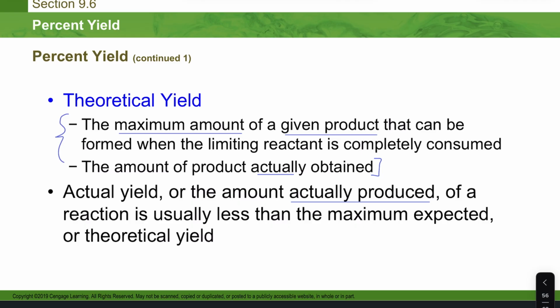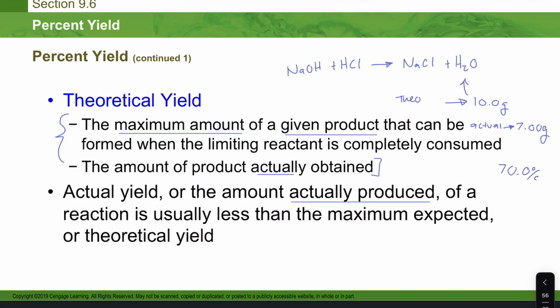So let's say that you did a reaction like this: NaOH plus HCl goes to NaCl plus H2O. And you calculated that you should get 10.0 grams of water out. If you calculated that you would have 10 grams of water, this would be your theoretical, and I will abbreviate it theo. If your actual, after you were done with the reaction, was only 7.00 grams, then this would be less than your theoretical yield. And I'll tell you right now, this is going to be 70.0% of what you expected to get. Basically, it's how close you were to getting what you wanted.